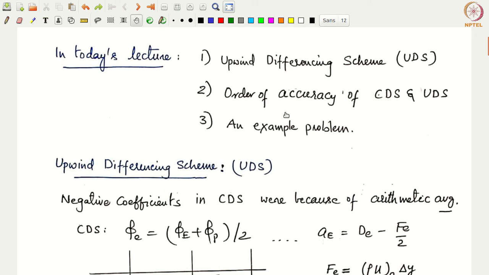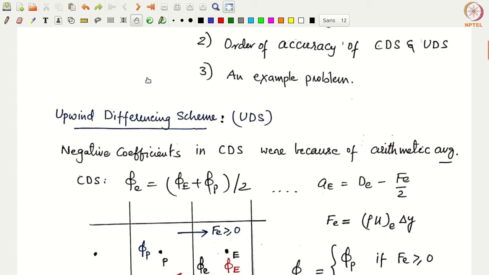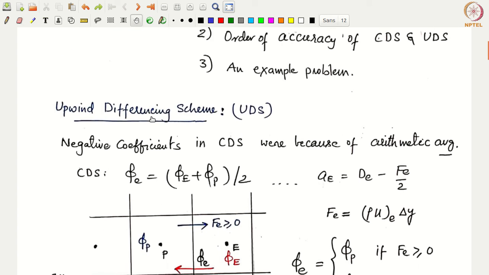We look at what is the spatial order of accuracy, which we have done for the pure diffusion equation, right? We have established the order of accuracy to be second order accurate in space, but we will do it for now for the convection terms, that is basically with these two schemes, the CDS and the upwind difference schemes. Finally, we will also look at an example problem of solving a pure convection problem using both these schemes, both the central differencing and the upwind difference schemes. So that is the agenda for today's lecture, and so let's move on with the upwind difference scheme.